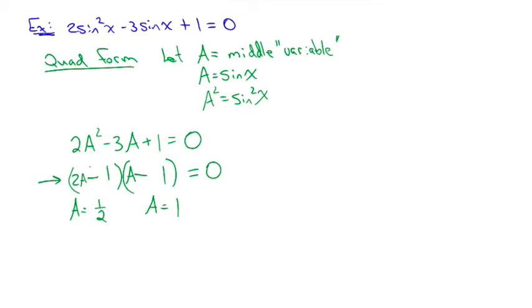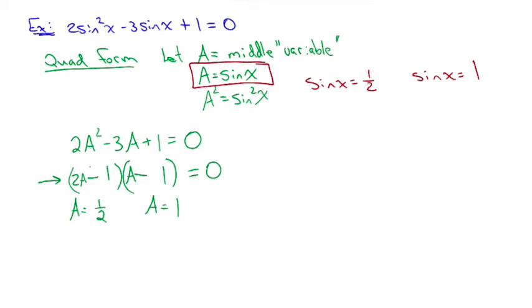All right, now you can go and change a into sine and whatnot. So a is equal to sine of x. So I can say that sine of x is equal to positive 1/2, and sine of x is equal to 1. Because a is equal to 1/2, sine of x has to equal 1/2.